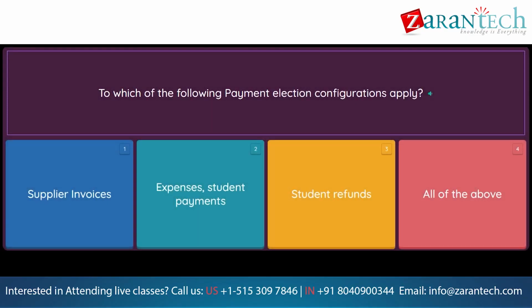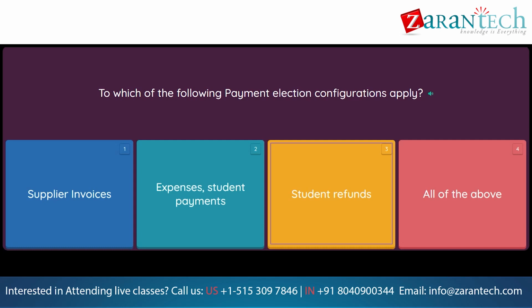Question: to which of the following payment election configurations apply? Option 1: supplier invoices. Option 2: expenses, student payments. Option 3: student refunds. Option 4: all of the above.